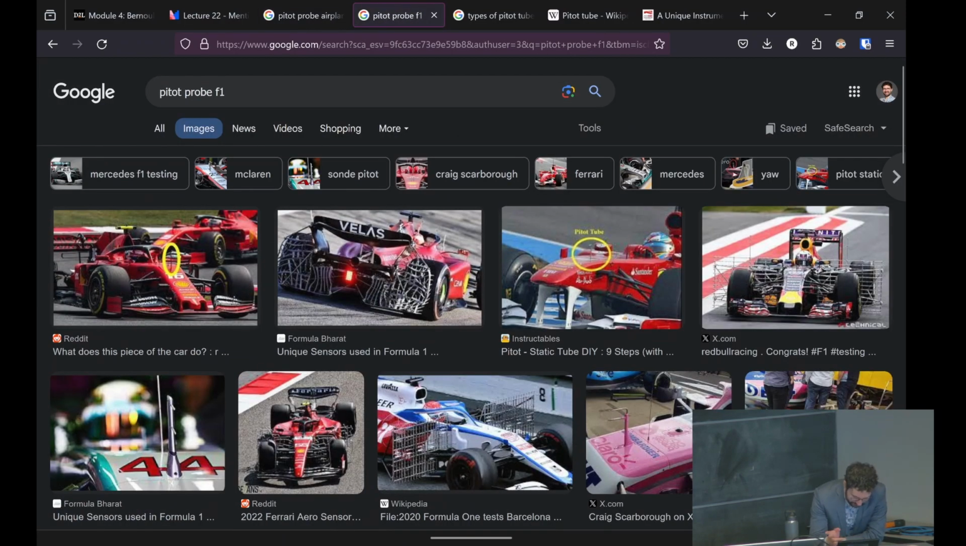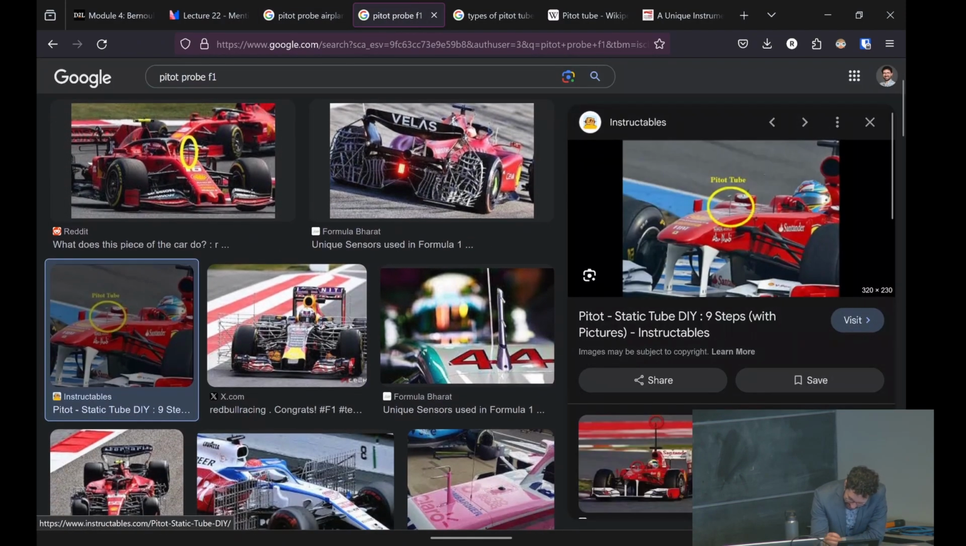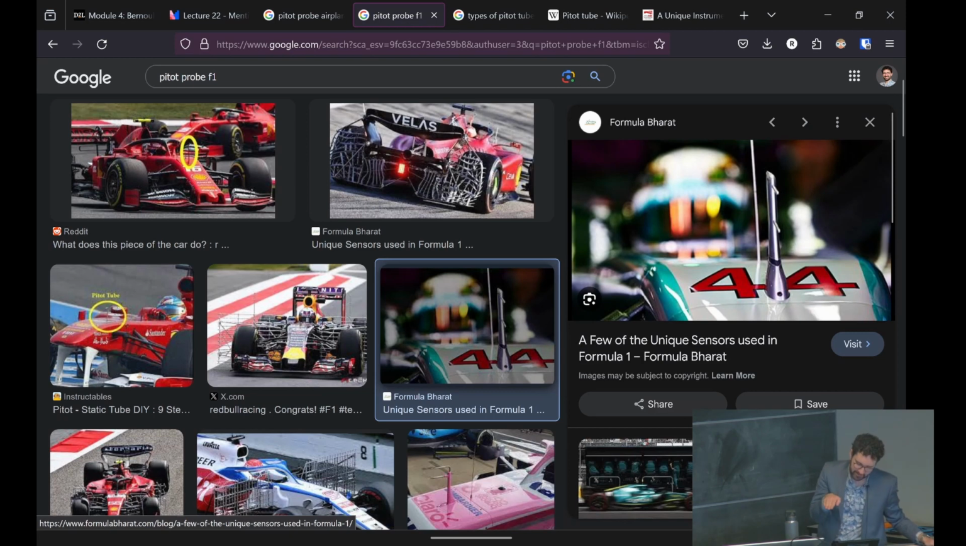They also use this in F1. There are different uses of pitot tubes in F1. Here's a good example of it on the nose of the car. I think they have two simultaneous measurements here. So we're looking at the pitot tube.